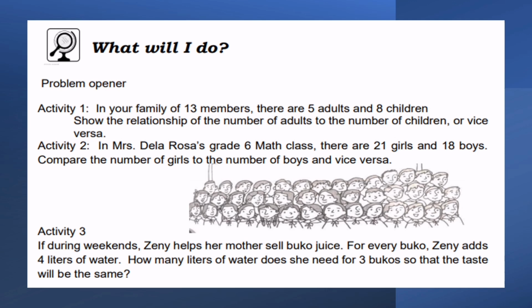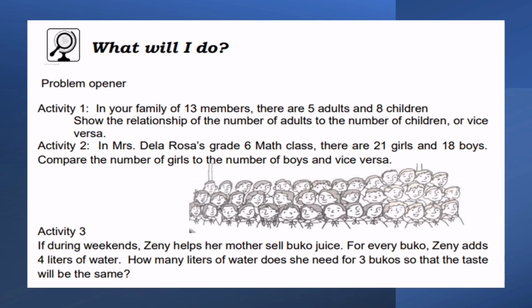Now, let us start the lesson with the problem opener under What Will I Do? Activity 1. In your family of 13 members, there are 5 adults and 8 children. Show the relationship of the number of adults to the number of children or vice versa. Activity 2. In Mrs. De La Rosa's grade 6 math class, there are 21 girls and 18 boys. Compare the number of girls to the number of boys and vice versa.